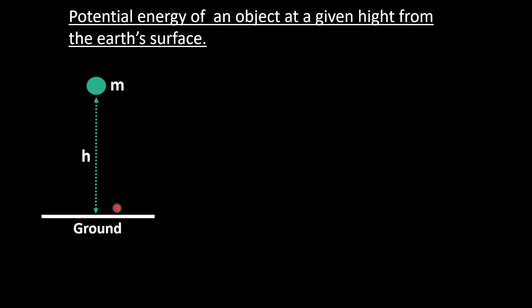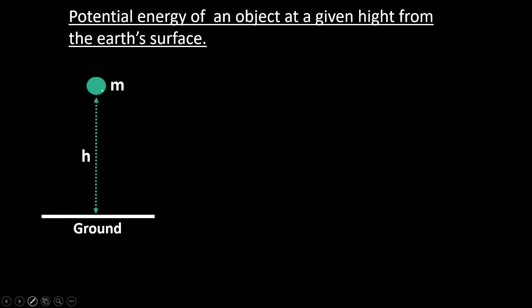Look at this diagram. This is the ground, understood? The body has a mass m, which is at a height h above the ground. I am holding this. It has a potential energy because if I release it, that stored energy will be converted to kinetic energy. I want to derive the formula for potential energy. I will explain step by step.